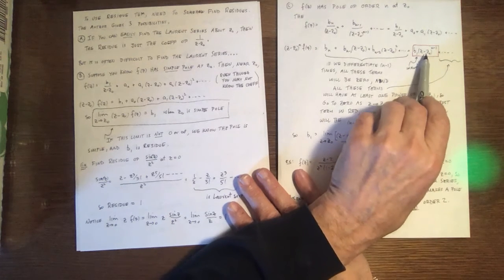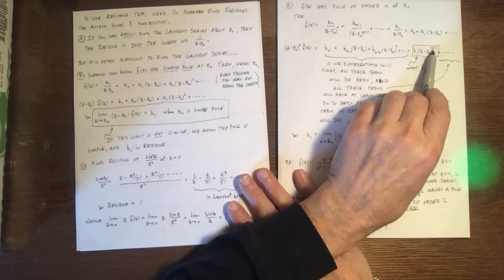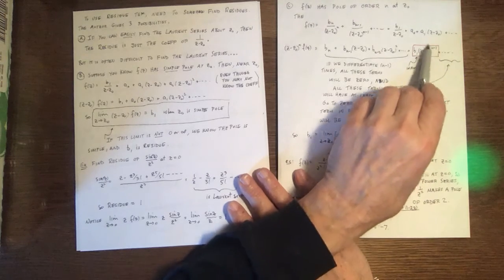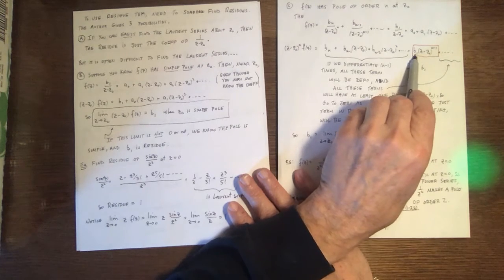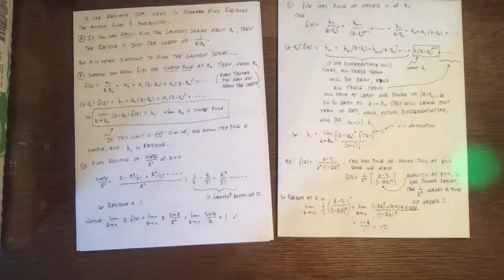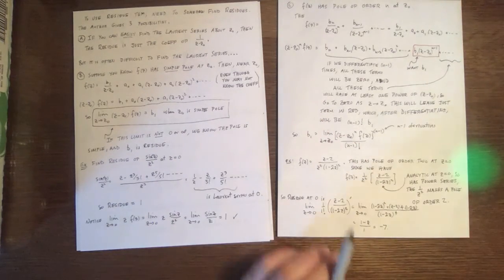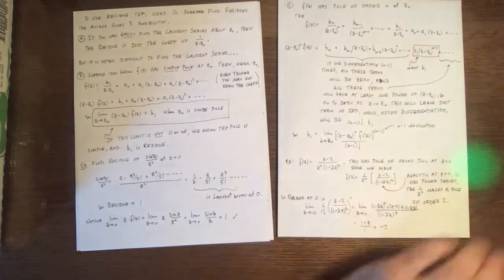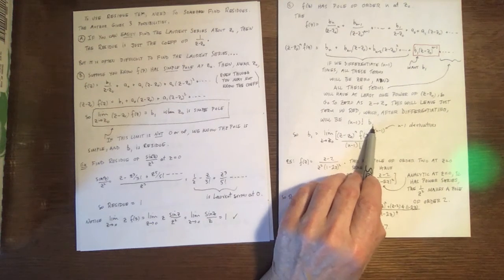Or what about this one? This is the one where if you differentiated n minus 1 times, you just get a constant. You get n minus 1 factorial times this number, right? Because it's like if you differentiate z cubed 3 times, you just get 3 times 2 times 1. So if you differentiate this n minus 1 times, you'll get n minus 1 factorial times b1.